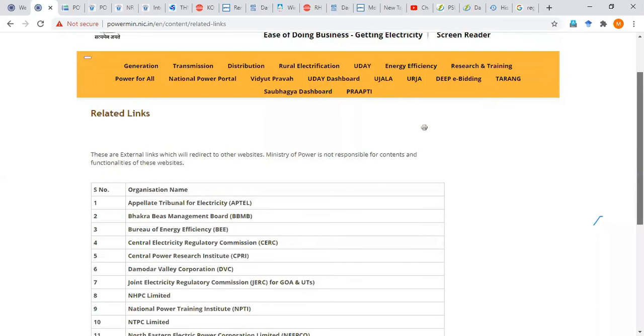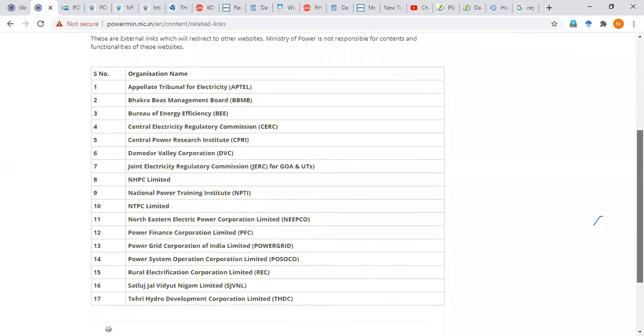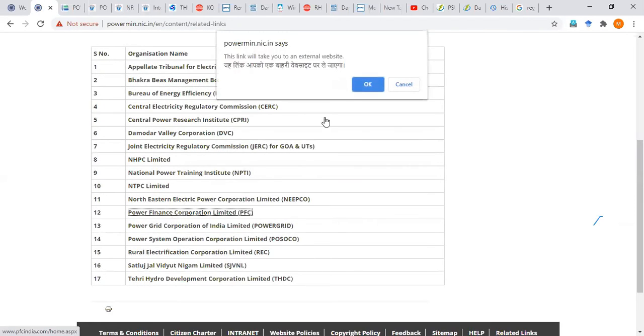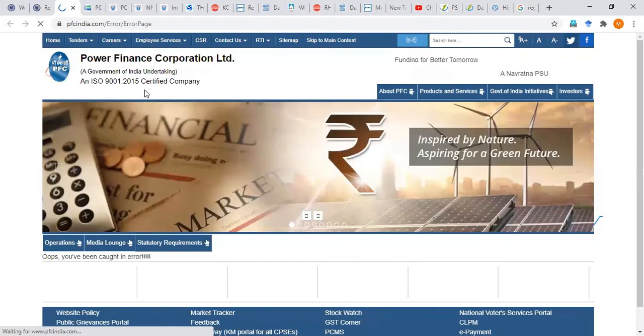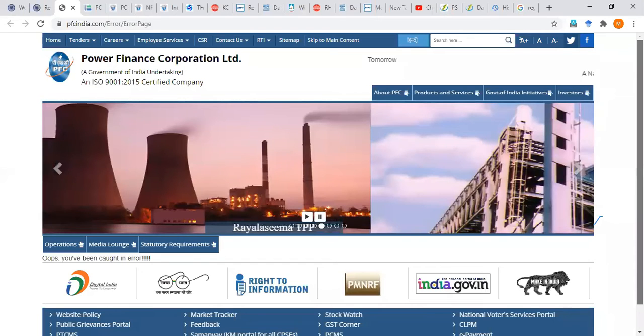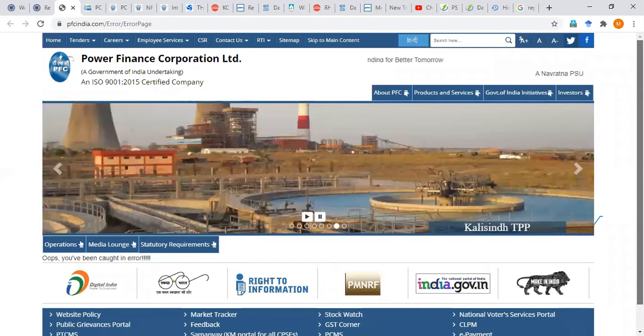The organization which is related to finance is Power Finance Corporation Limited. All the financial activity is managed or looked after by this particular organization. Even this is a listed company in the share market. As far as our course is concerned, we will not get much from this organization, but just for the sake of information, I'm showing all these things to you.